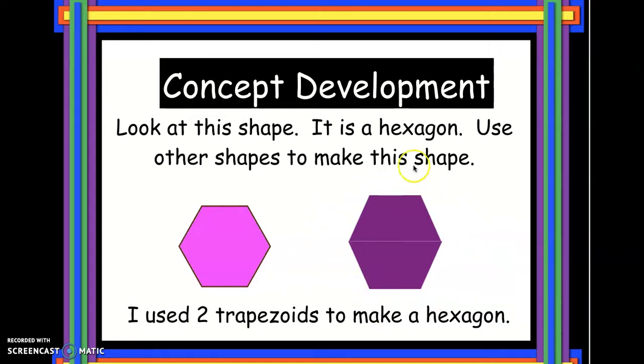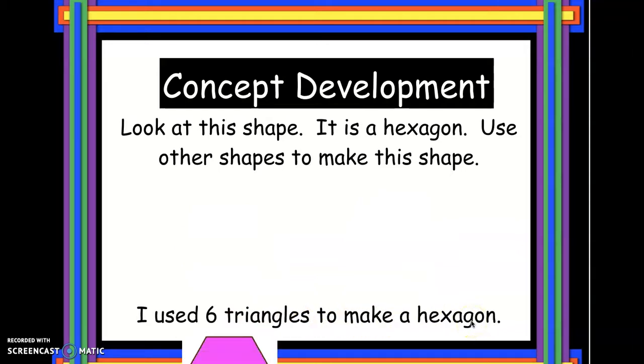This right here is a composite shape. Say that with me. Ready? Composite shape. It's a shape that's made up of other shapes. Okay? So we used two trapezoids to make a hexagon. All right? Now look at this hexagon.